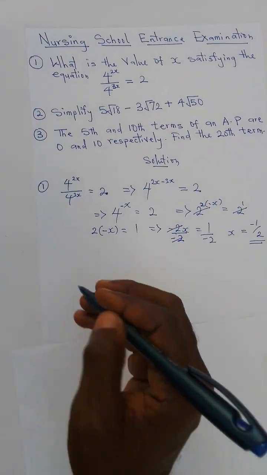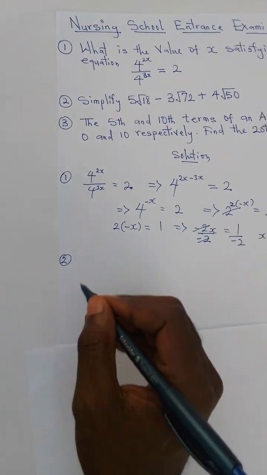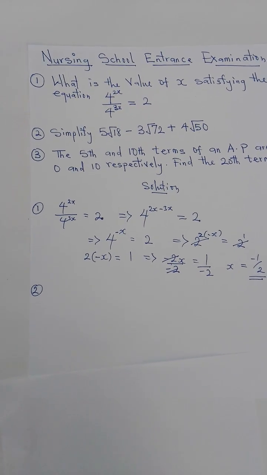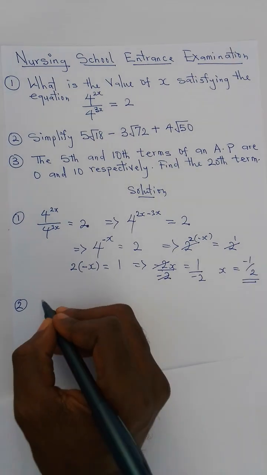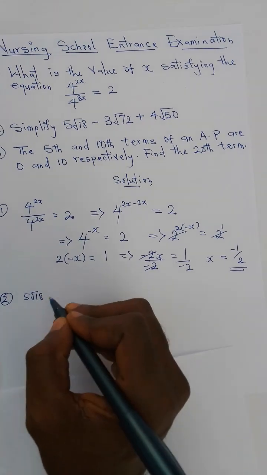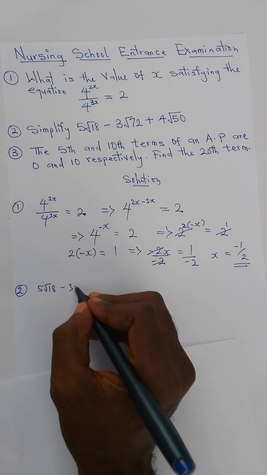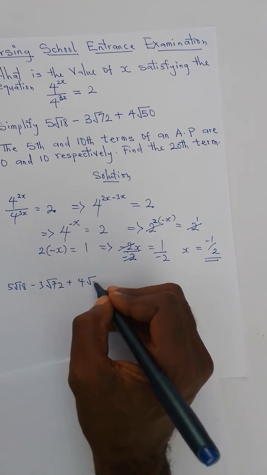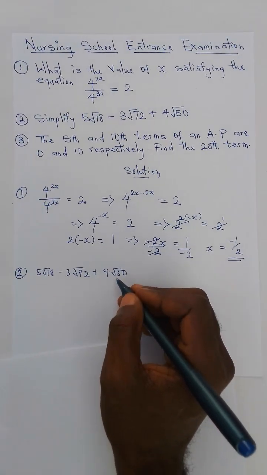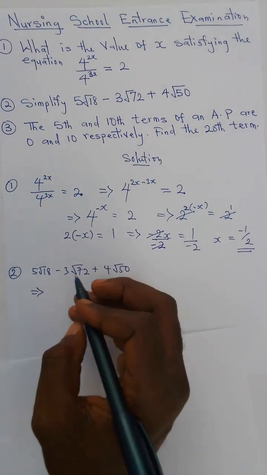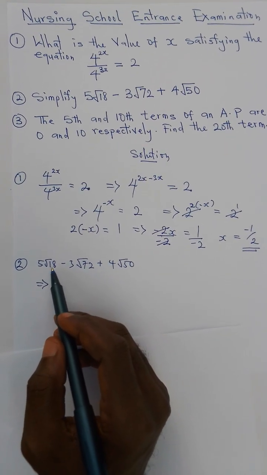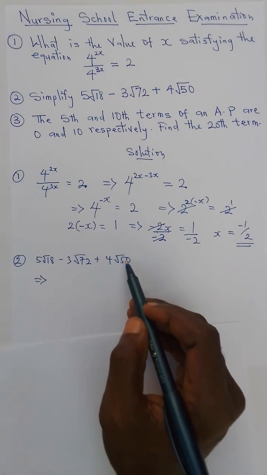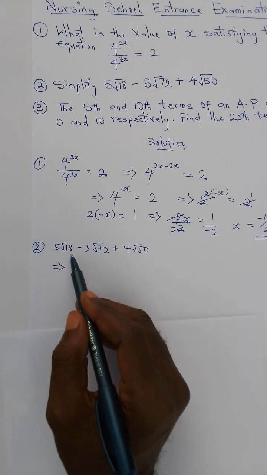Then question number 2 says simplify 5 root 18 minus 3 root 72 plus 4 root 50. Now to simplify this, now look at this. 18 is not a perfect square, so we cannot find the square root of 18. 72 is not a perfect square. 50 is not a perfect square. So we need to simplify these roots.